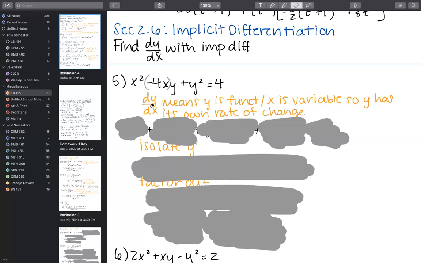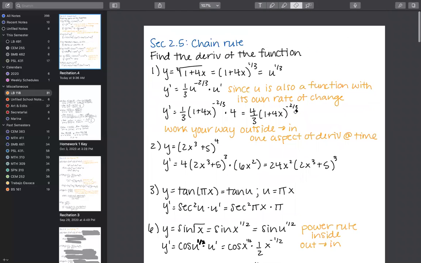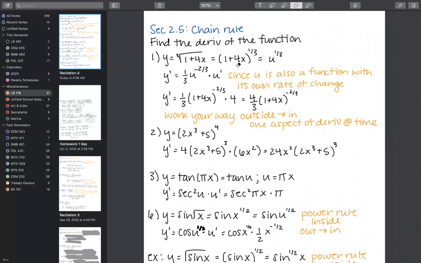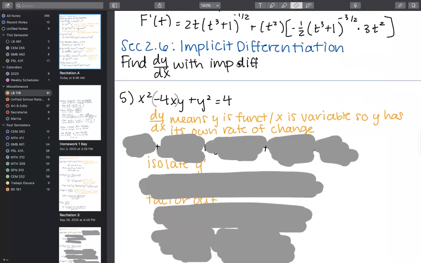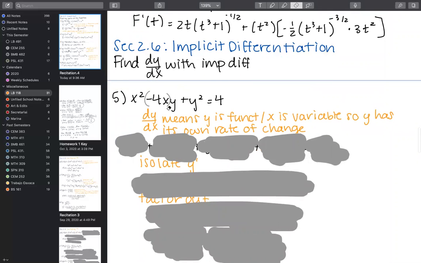And so in this case, dy/dx means that y is a function and x is a variable. So y has its own rate of change. And this is important because we've just discussed the chain rule. And so when a function has its own rate of change, like for example, 1 plus 4x has its own rate of change, we have to include that in our greater derivative. And so that is why I put parentheses around this -4x, because I want to treat that as the coefficient of y, because relative to x, they're both variables, but y is also a function and it has its own derivative, and we'll see what that looks like in a second.